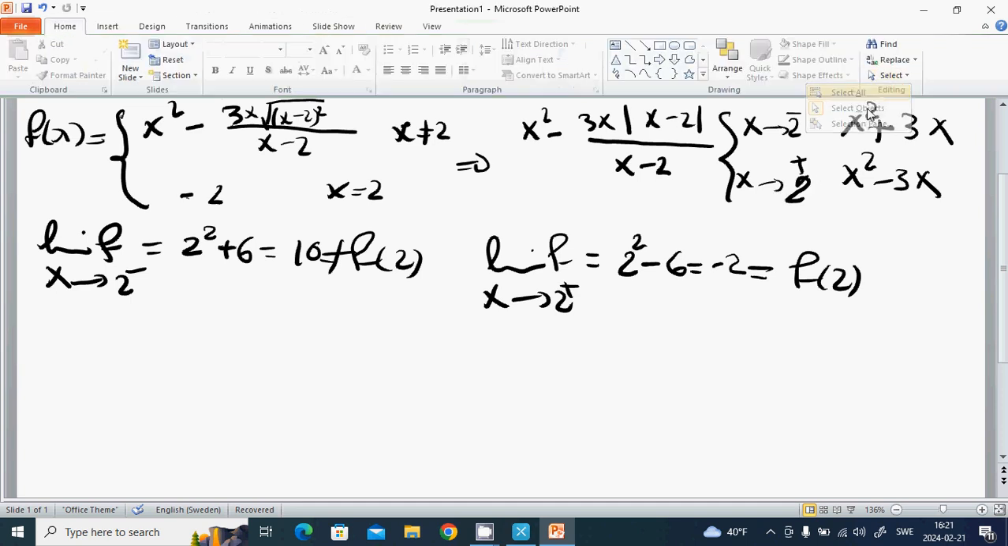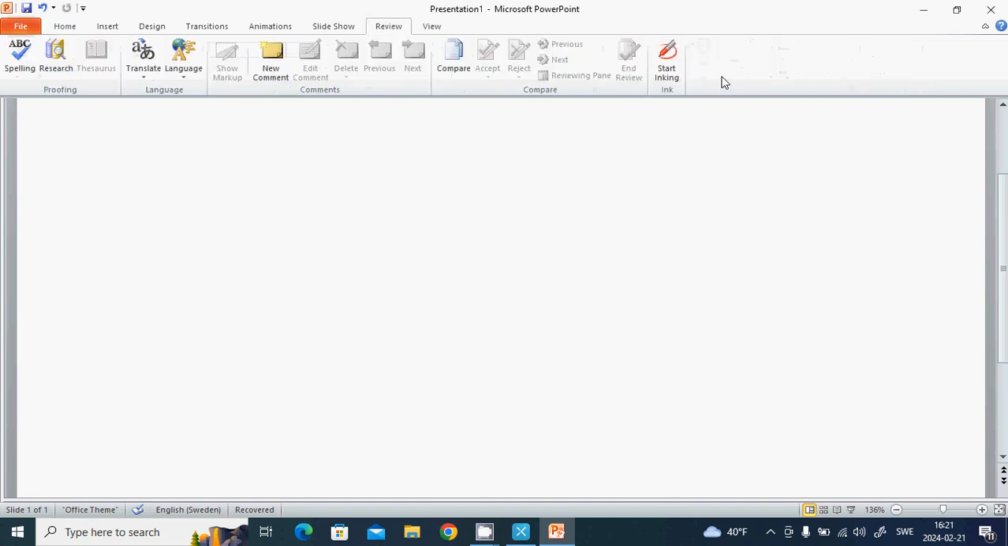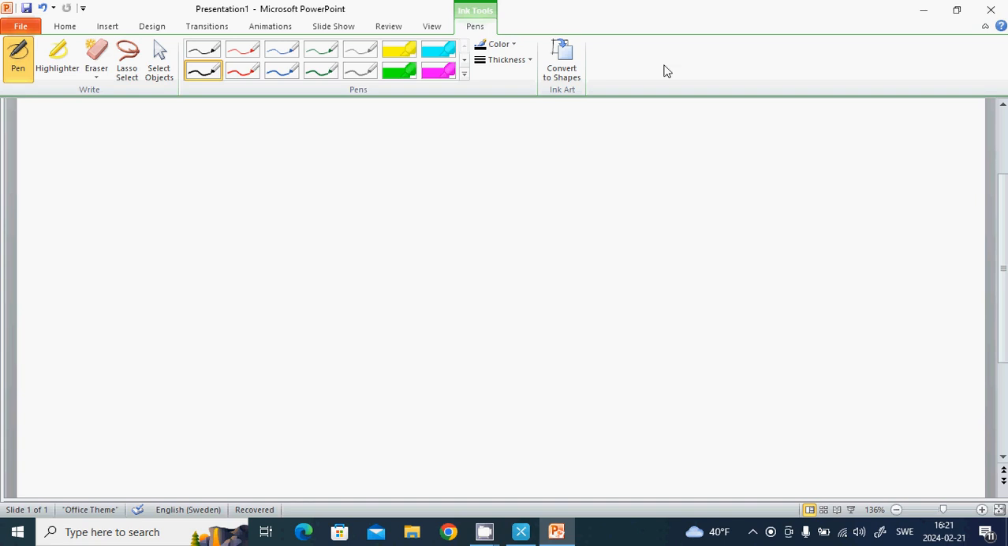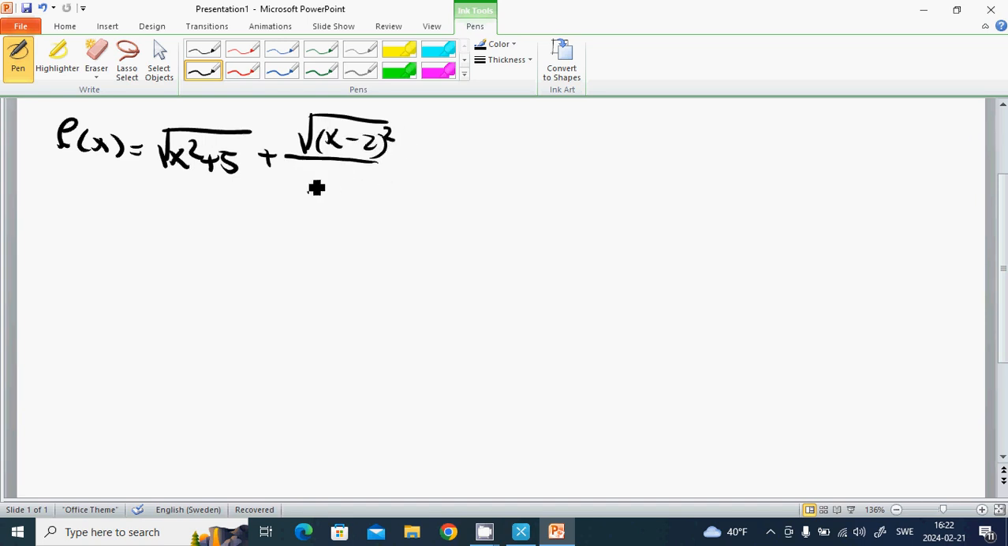The next example. If I am going so quick, please pause the video and check, read and understand. The function is f of x equals square root of x squared plus 5 plus absolute value of x minus 2, divided by x minus 2, and f of 2 equals 4. We have this one for x not equal to 2. Forgive me, this became a little strange.